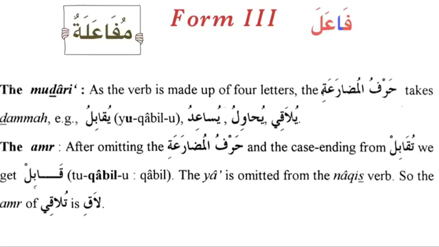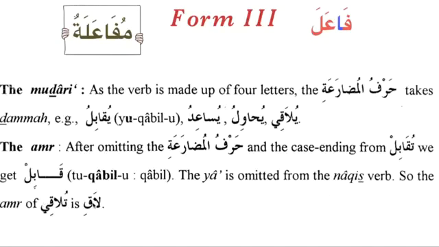The mudari': as the verb has 4 letters, the alamat mudari', our harf mudari', will take a dhamma. Qabala will be yuqabilu, sa'ada will be yusa'idu, hawala will be yuhawilu, and yulaqi, and so on. And the amr: we take away the harf mudari' and give a sukun to the lam kalima. Qabala will be qabil, and in the case of a naqis verb like laqa, the ya is omitted. So tulaqi will be laqi.